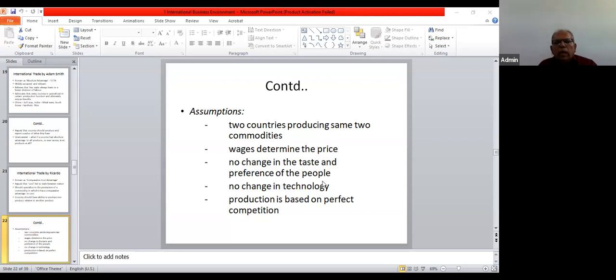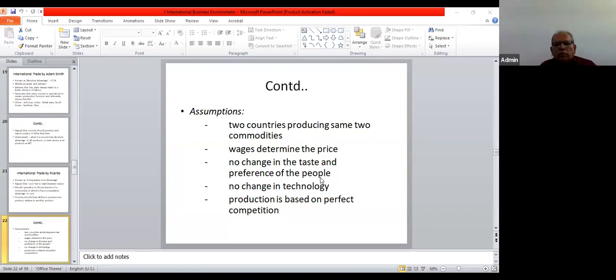Then another assumption: no change in the taste and preference of the people. So there is no change in the taste, and even preference is the same. But in practice, this never happens. People go on changing their preferences. Preference is never constant, or we cannot say it is a permanent preference. People always shift from one product to another, maybe because of quality, maybe because of availability. Sometimes quality may be there, but it is not available, so people go for another product, whatever is available. Preference also changes because of price. If the price is higher, people change their preference and go for a lower one.